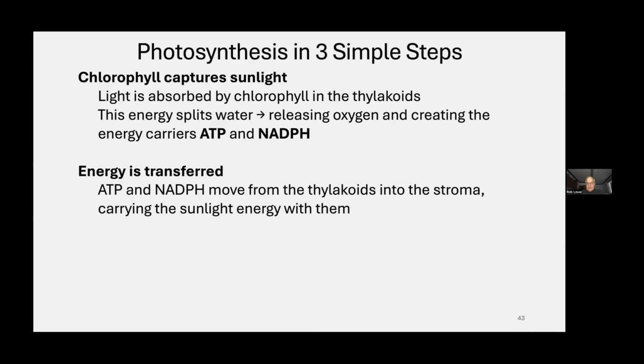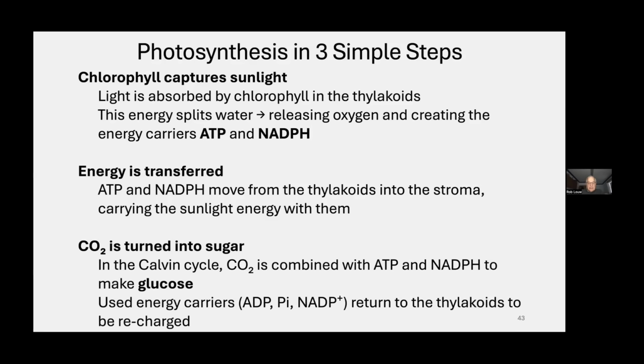ATP and NADPH move from the thylakoids into the stroma, carrying the sunlight energy with them. And then CO2 is turned into sugar. In the Calvin cycle, carbon dioxide is combined with ATP and NADPH to make glucose. And the used energy carriers return to the thylakoids to be recharged. So it's almost like a car battery, which you charge and discharge and recharge. It's going around and around in a cycle like that.